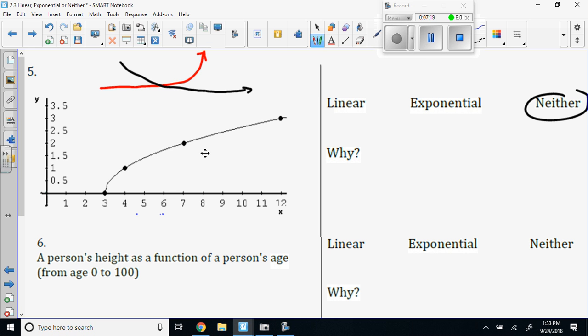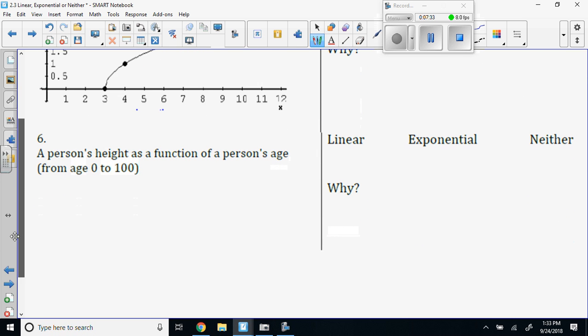What's it called? All right. A person's height as a function of a person's age. Person's height as a function of a person's age, from 0 to 100.